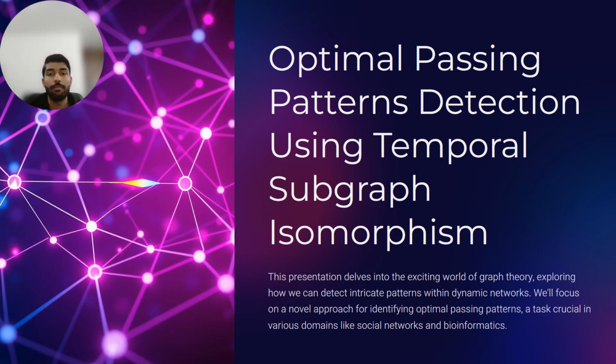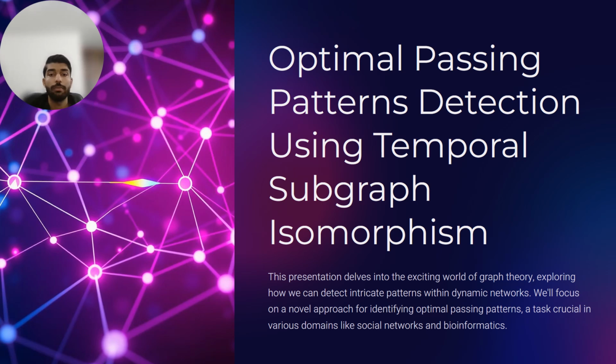Assalamu alaikum everyone. My name is Ahmad Riaz and today we will be discussing optimal passing pattern detection using temporal subgraph isomorphism. We will consider the players of football as nodes and their passes as edges. At the start of the game, players pass the football to each other. A pattern of edges is created, while at the start and at the end of the game, the pattern will be different. Meaning the pattern is changing dynamically.